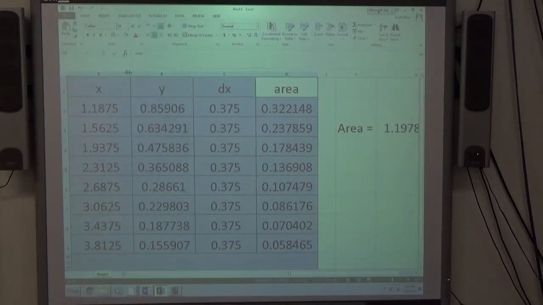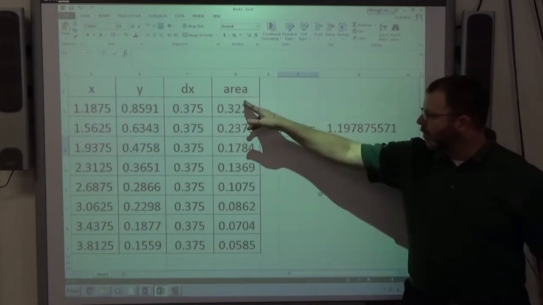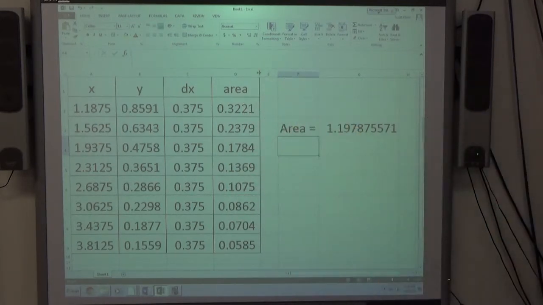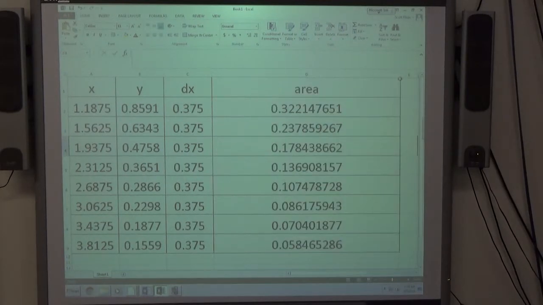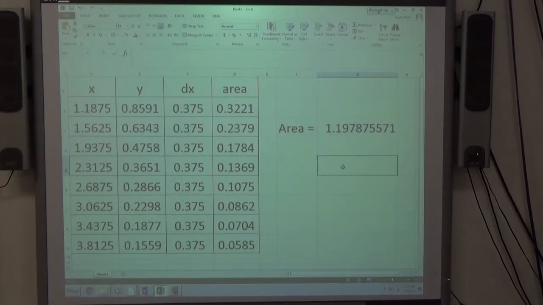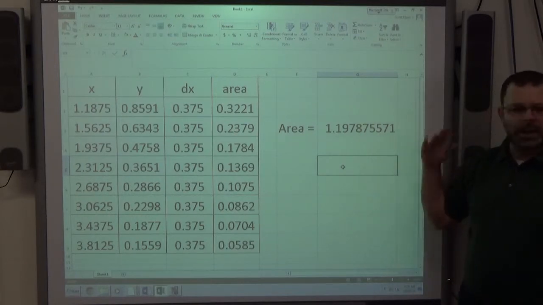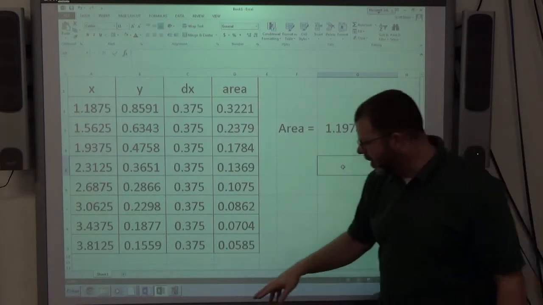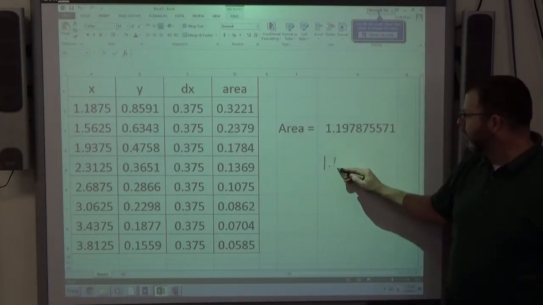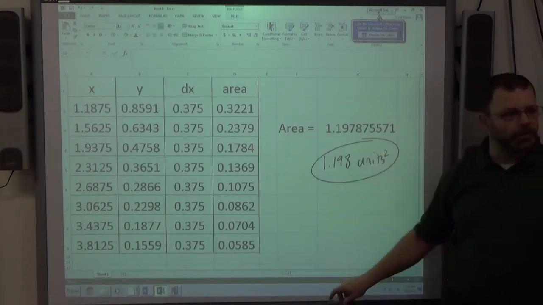Shrink these down a smidge. There we go. And you can round it as many decimal places as you need to. So all these are rounded, but the actual number, if I were to drag that column out more, it's got a bunch of decimal places in it. So it rounds on the display, but it doesn't round in real life. Again, however many decimal places they say, I don't think it's specified in the problem. So maybe I go to 3 decimal places, so 1.198 units squared. That's what I go with for a final answer.